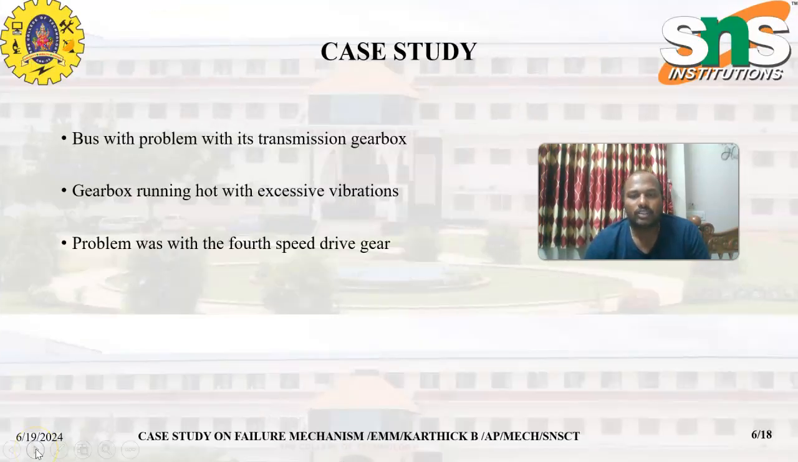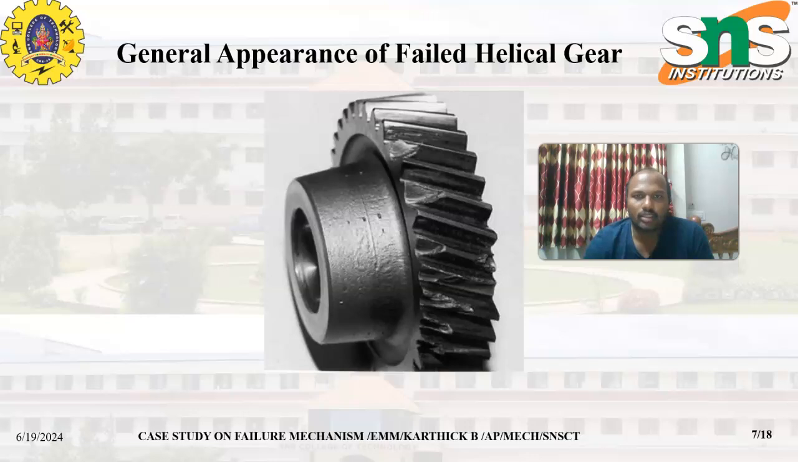So first in this case study, the bus with the problem has a failed transmission gearbox. Here the gearbox was running hard because of excessive vibration. They found that the problem was at the 4th speed drive gear. Okay, so this is the general appearance of a failed gear.